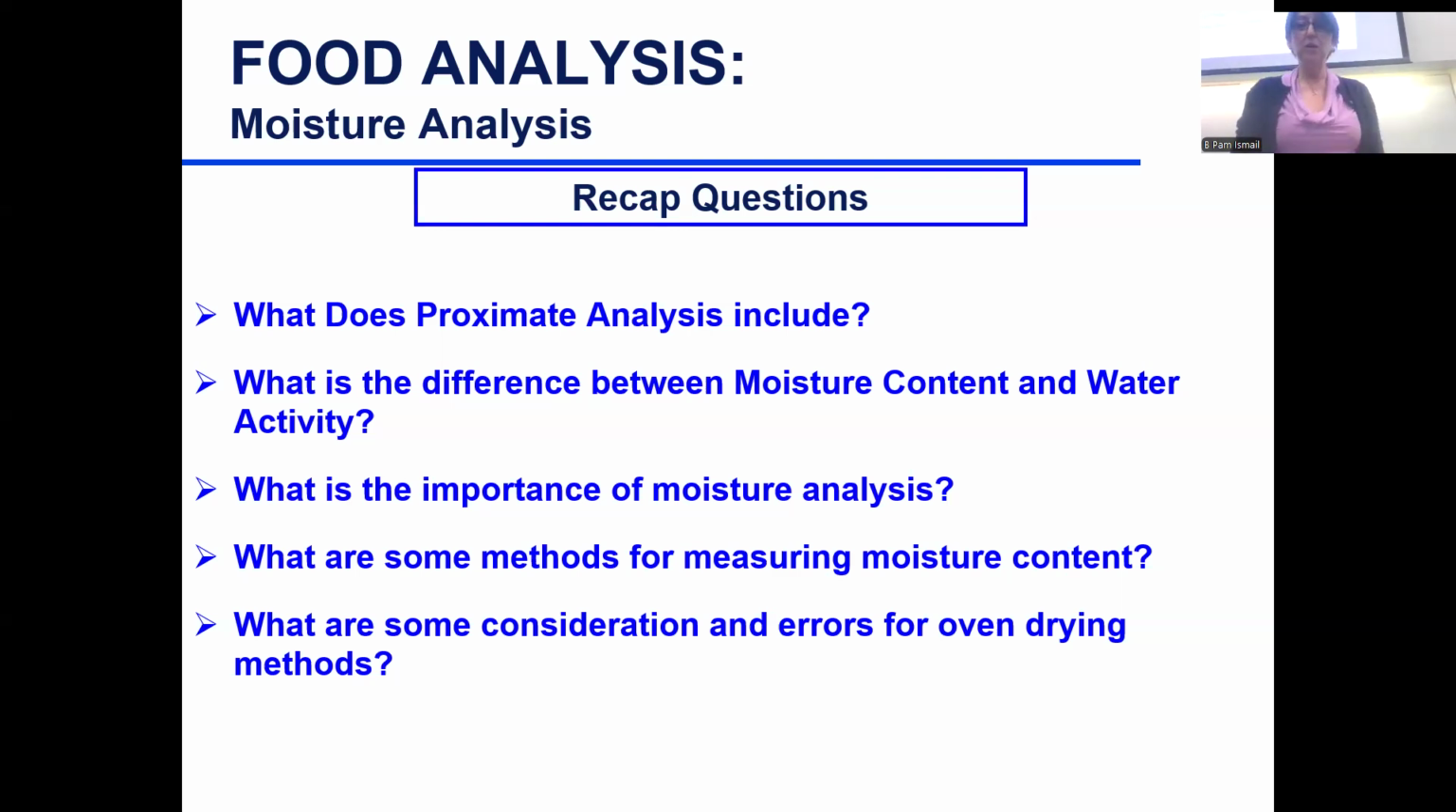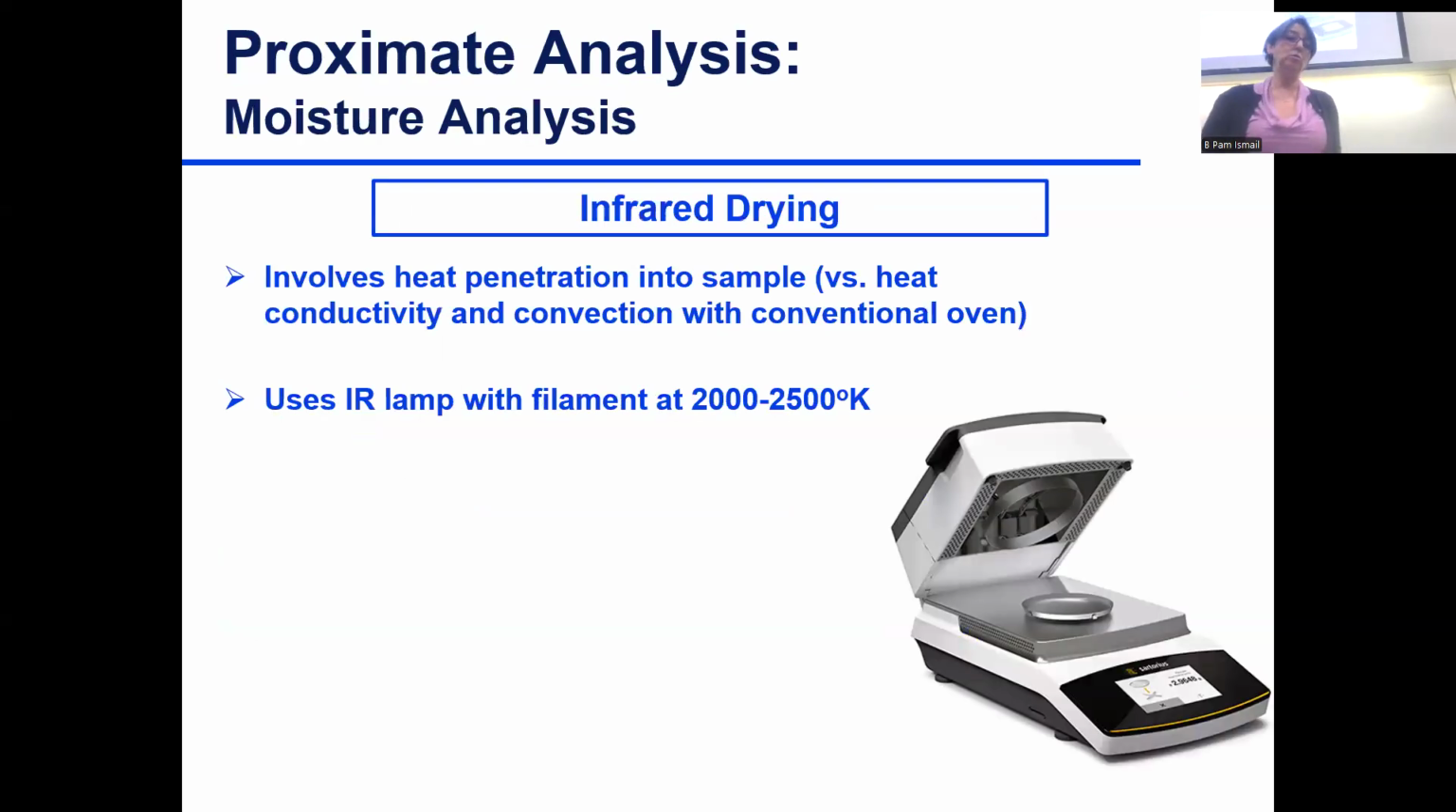All right, we're going to continue with methods that are also based on drying, but they are not official methods of analysis or oven methods. This one is infrared drying. Basically, it's a unit where an infrared lamp is used to heat up the sample and evaporate the water, and you get directly the weight of the initial sample, the weight of the dry sample, and also the moisture content.